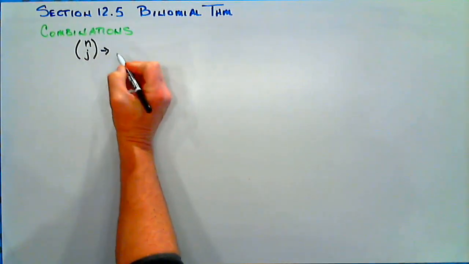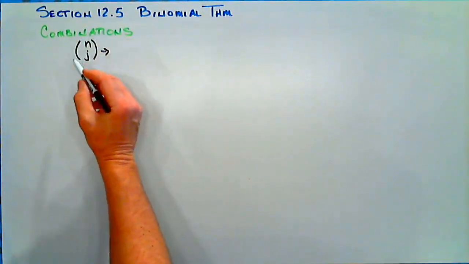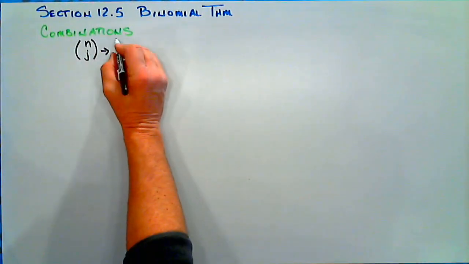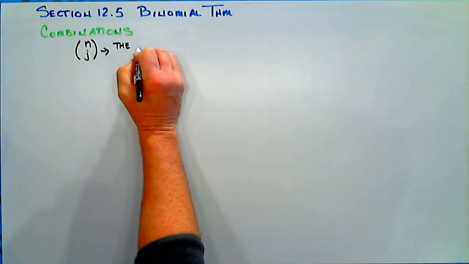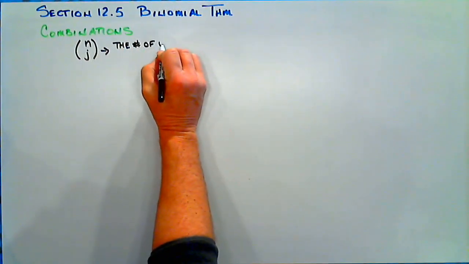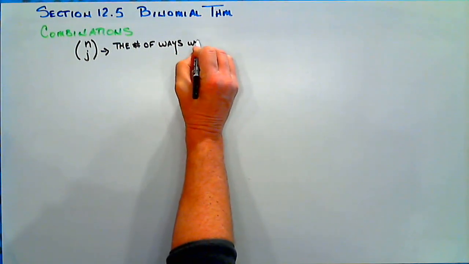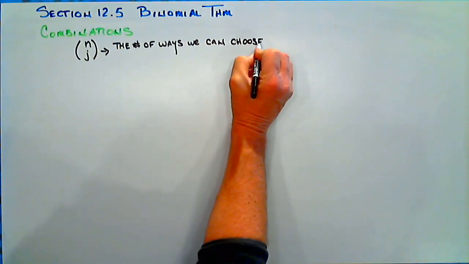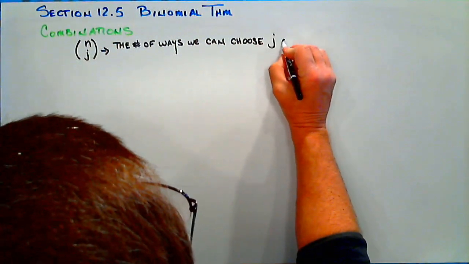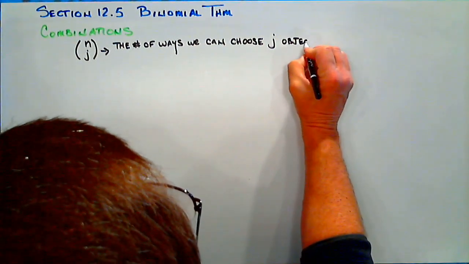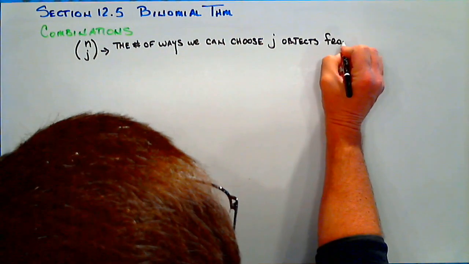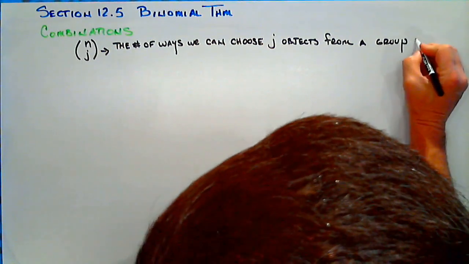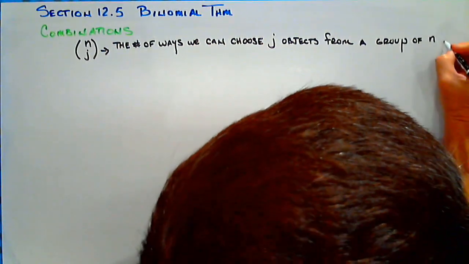What does this mean, right? If we had to read this out loud, we would say this mathematical expression is the number of ways we can choose j objects from a group of n objects.